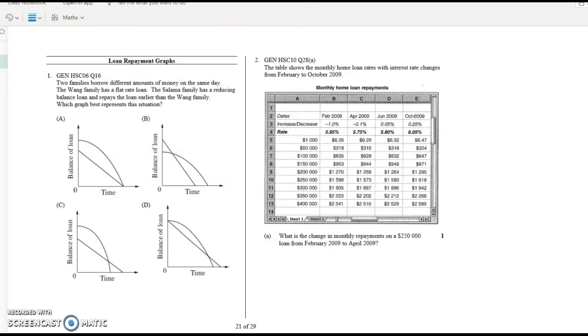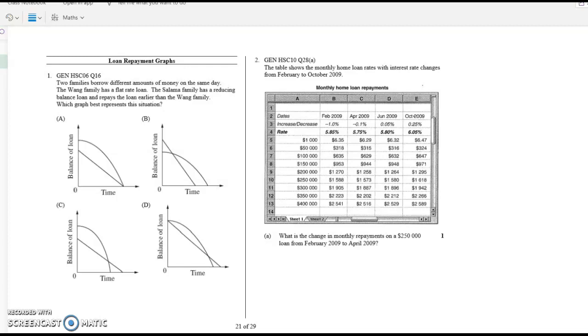Boys, today we are looking at loan repayment graphs. So this is looking at what a home loan repayment over a 25-year loan looks like visually on a graph. We saw some of these when we looked at home loan calculators originally in the previous topic.